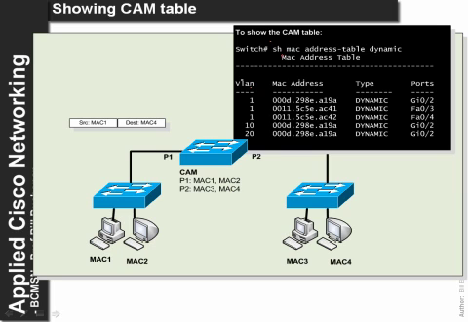To show the CAM table, we have show MAC address table, and then we can look at dynamic, where dynamic means the addresses that the switch has actually learnt. We can also define other nodes to be static, and these are configured inside the switch. It learns all the MAC addresses on each of the ports.